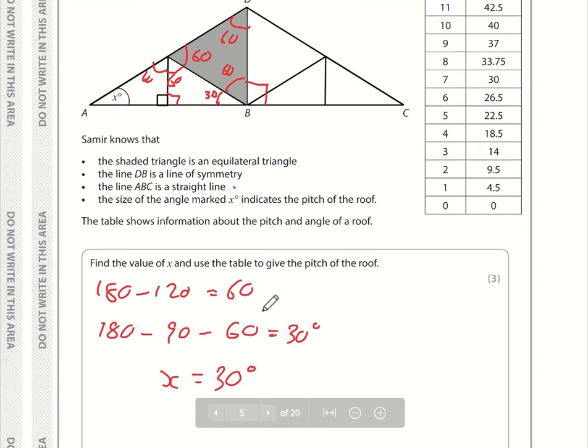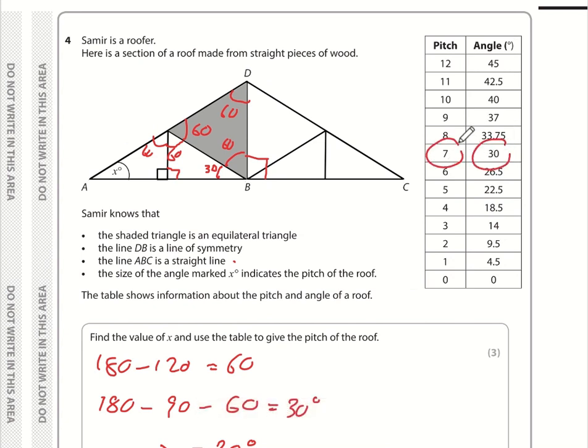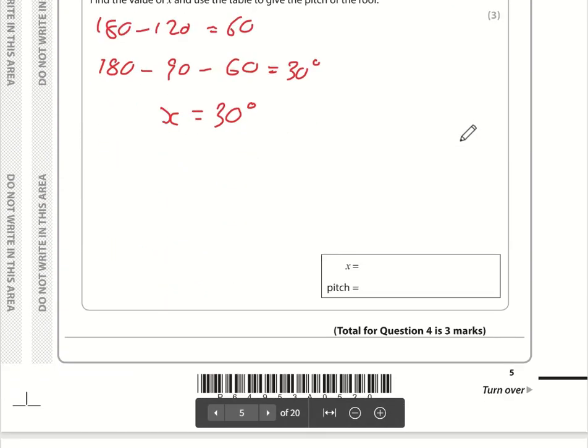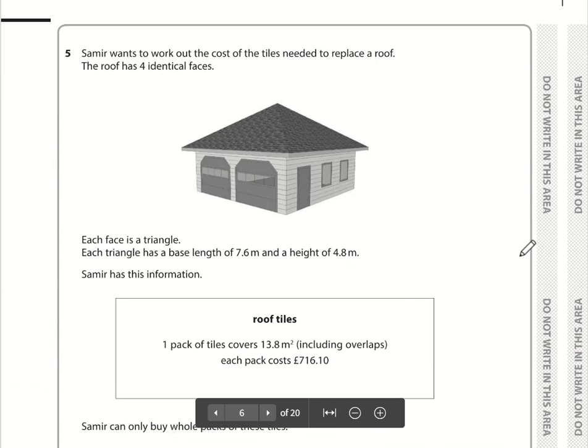So all we need to do here is look up the angle of 30 degrees and see what the pitch is. Well, the pitch is therefore 7. So x, 30 degrees, pitch 7.